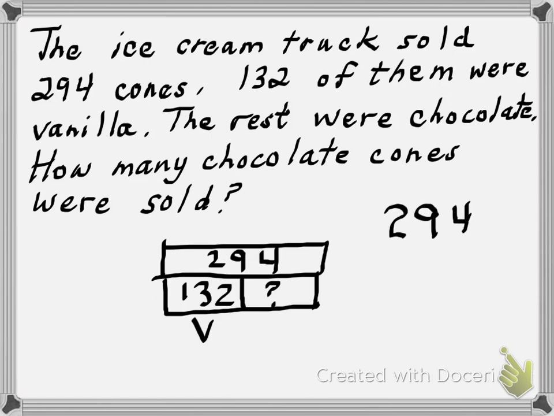294 minus 132, and this time, since it's subtraction, we need to make sure that our larger number is on top. Look in my ones place. I don't need to regroup. 4 minus 2 is 2. In my tens place, 9 is larger than 3, and 9 minus 3 is 6. And in my hundreds, 2 minus 1 is 1. There were 162 chocolate cones sold. Now you will be solving some other problems on your own.